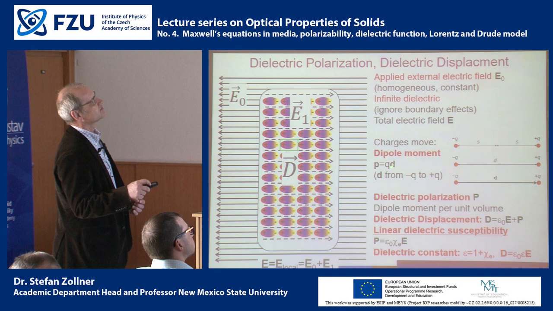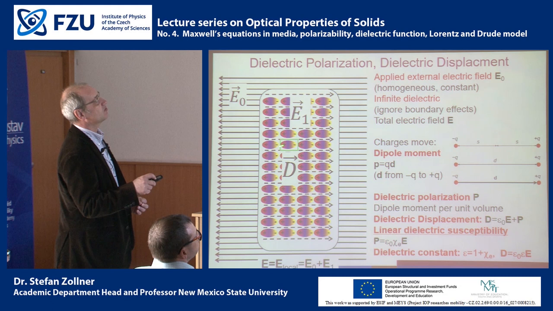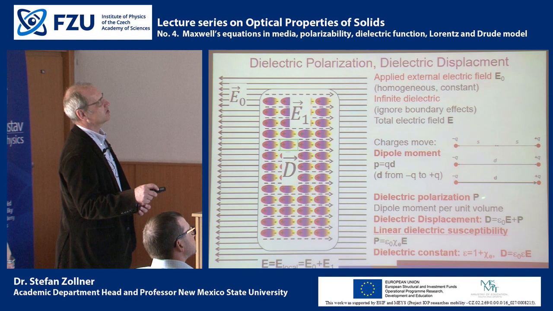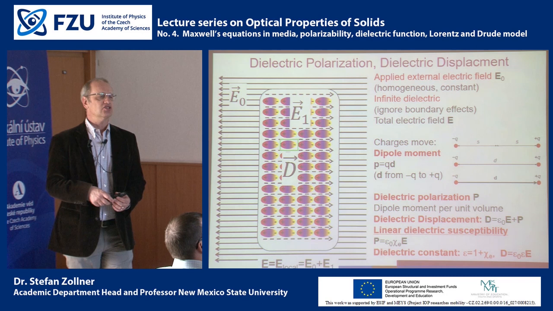The dielectric polarization is defined as the dipole moment per unit volume. So if I know by how much the charges can move, then I can calculate the dielectric polarization. And the dielectric displacement is defined as the electric field times epsilon zero plus this dielectric polarization, which comes from the motion of the charges in response to the applied field.